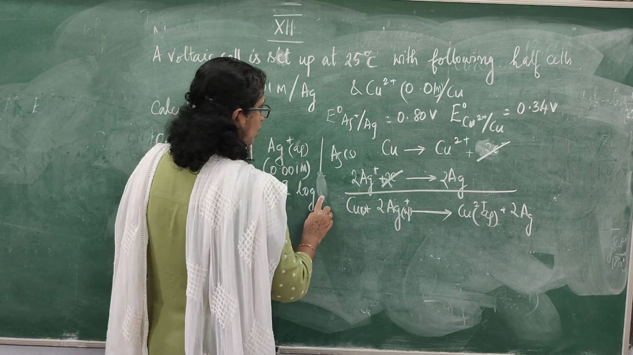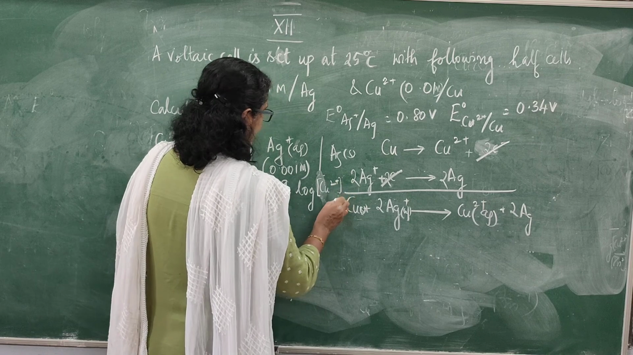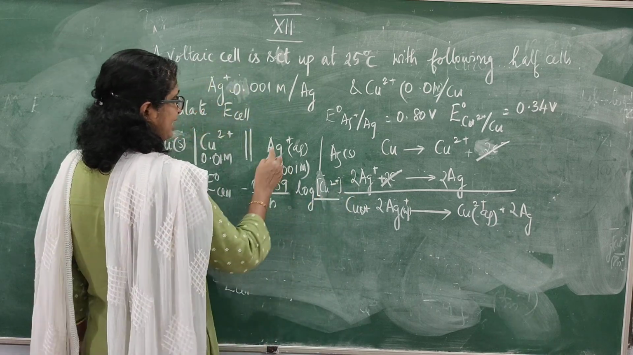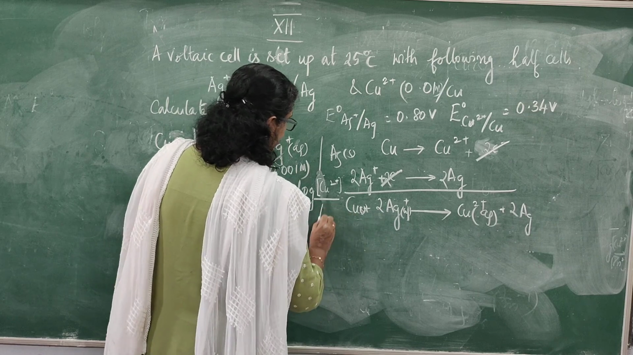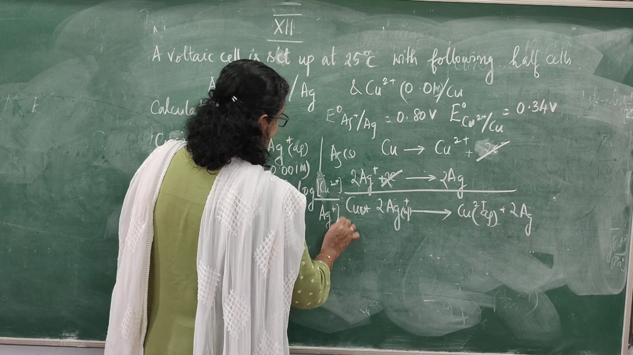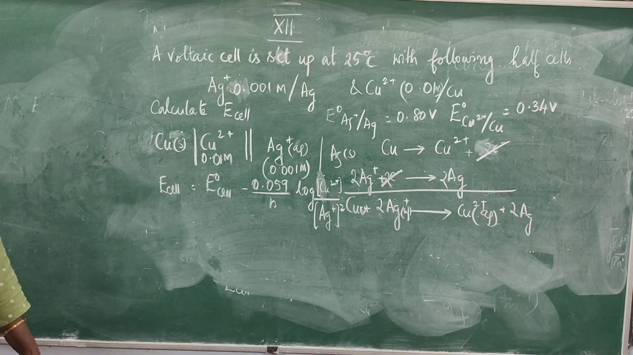So now we have to take the concentrations. What is the anode concentration? Copper. So molar concentration of Cu2+ by, what is the cathode concentration? Ag+. But there are 2 Ag+, so you will have to write Ag+ squared. So this is the expression for this cell.